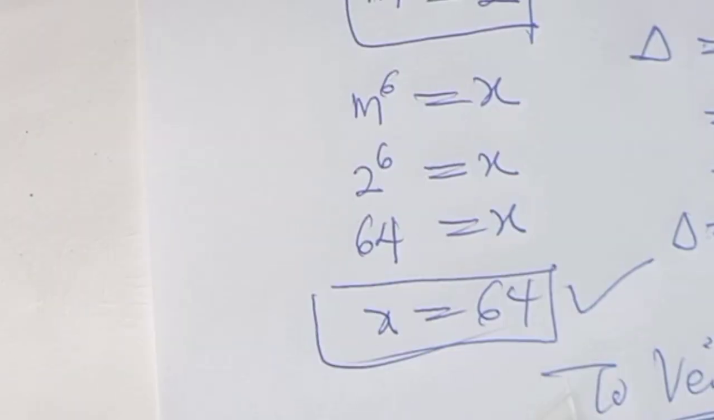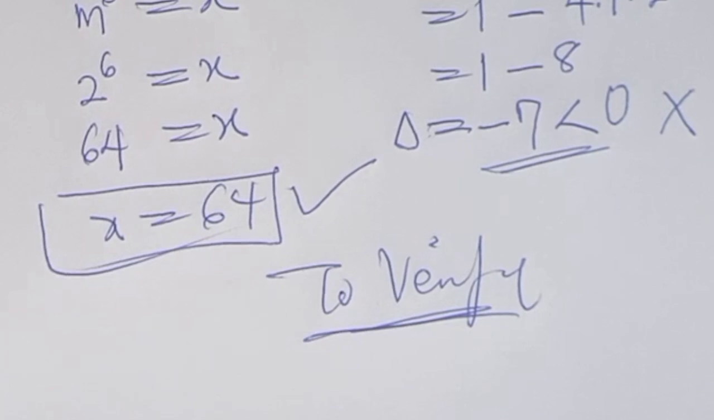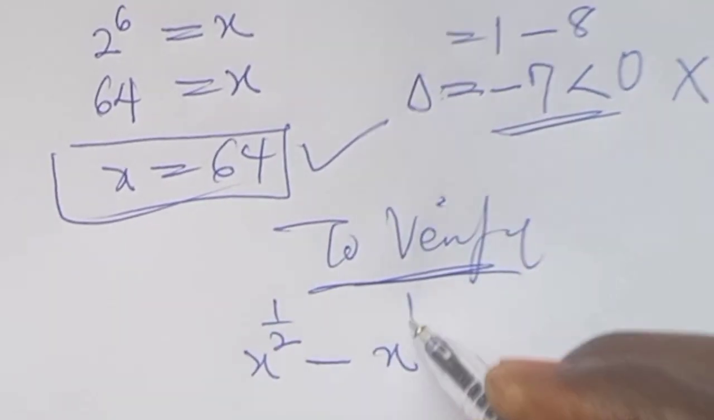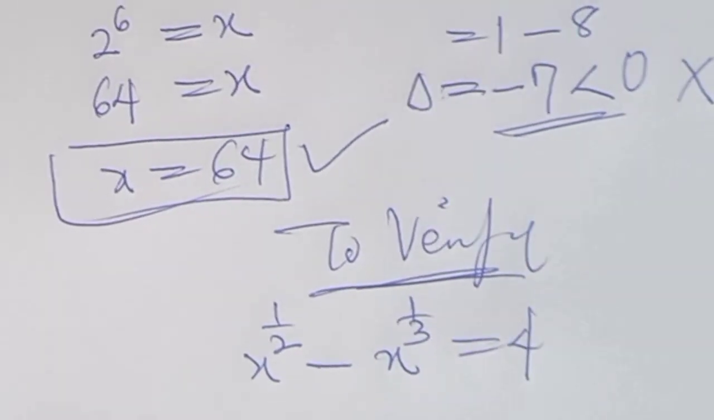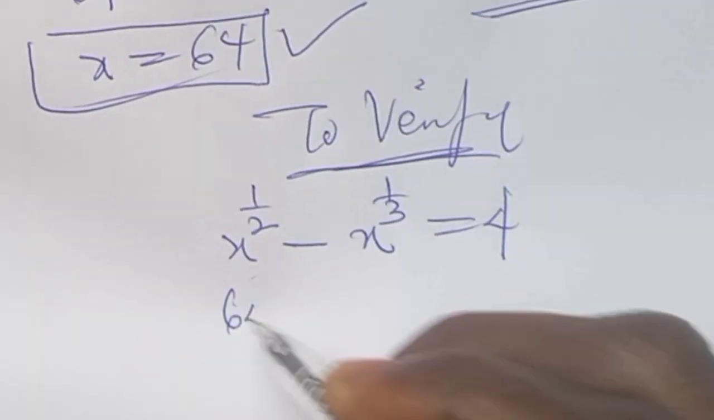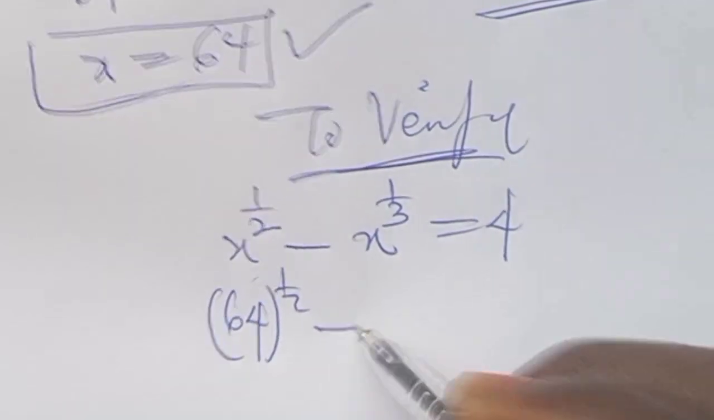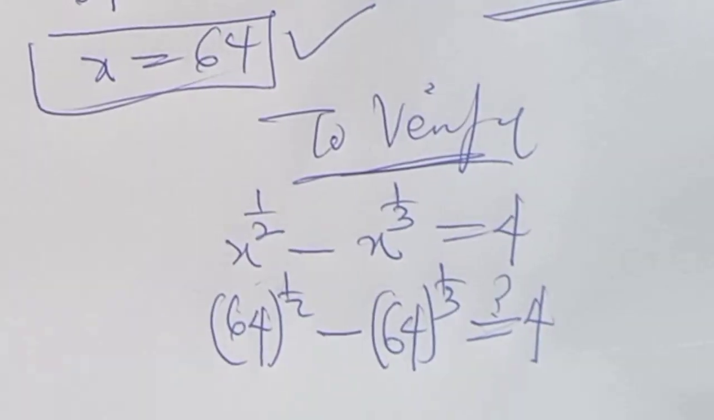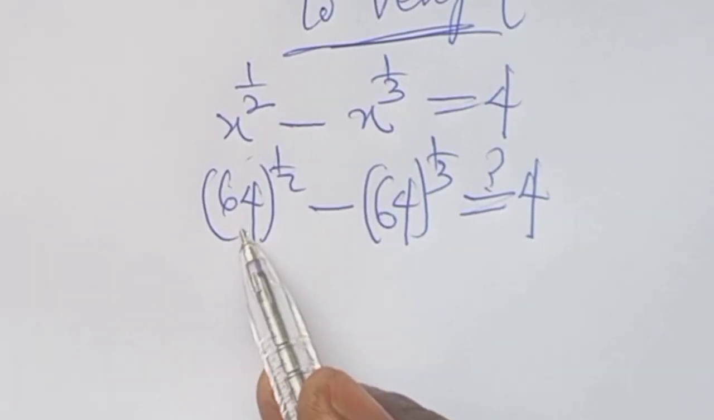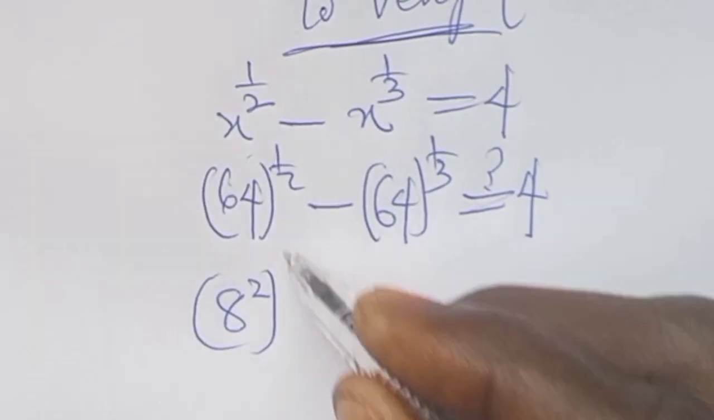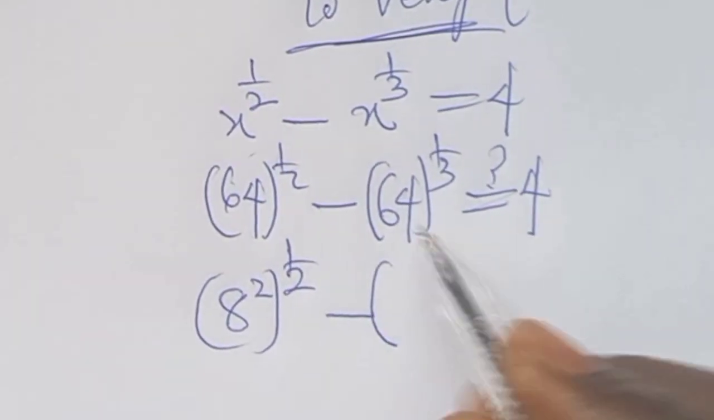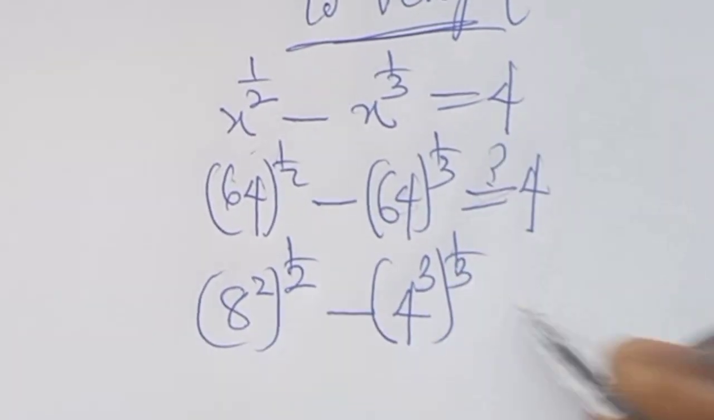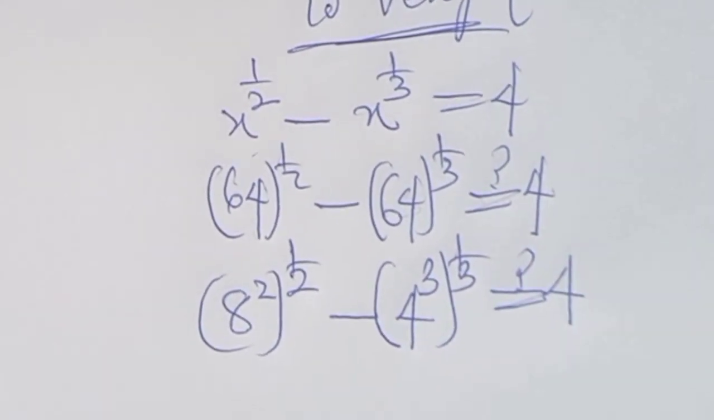if the value of x is actually 64, we're going to go back to the original equation, that is x to the power of 1 over 2 minus x to the power of 1 over 3 equals to 4. So 64 to the power of 1 over 2 minus 64 to the power of 1 over 3, can this be equals to 4? For 64 can be written as 8 to the power of 2, to the power of 1 over 2, minus also 64 can be written as 4 to the power of 3, also to the power of 1 over 3. Want to verify if this will give us 4.